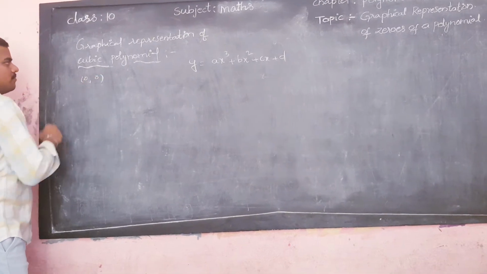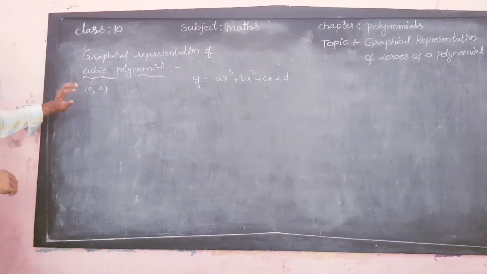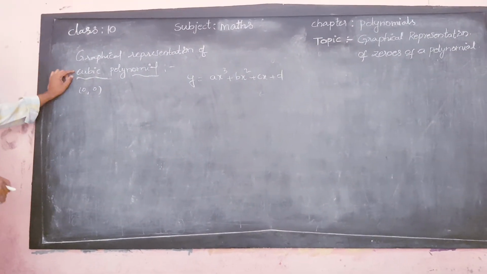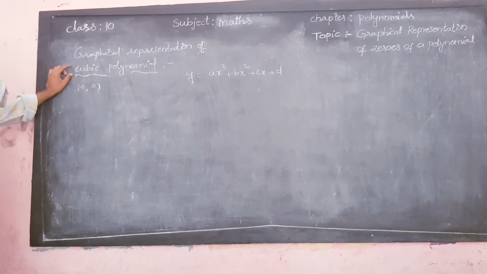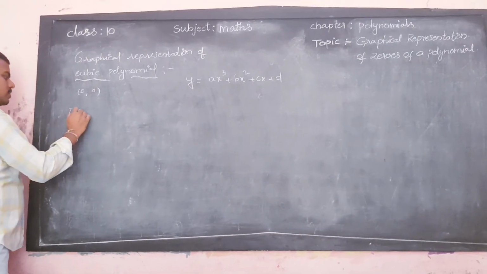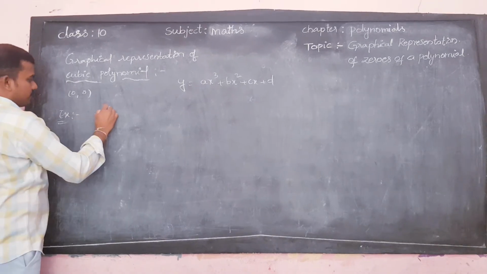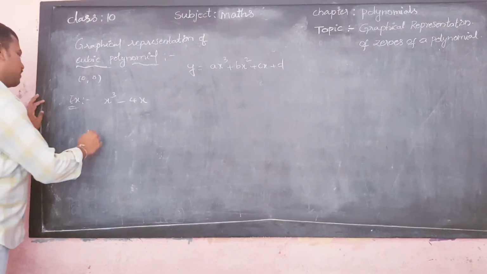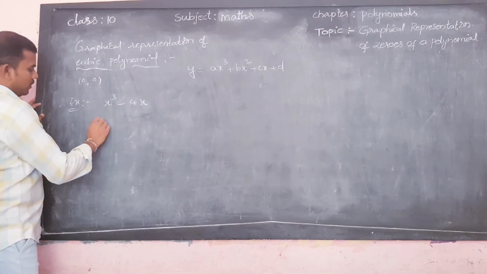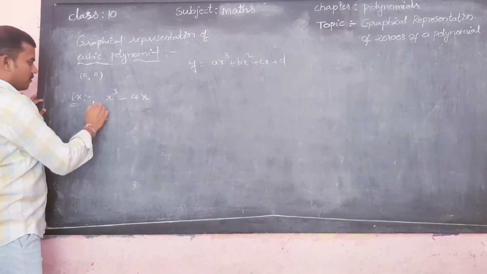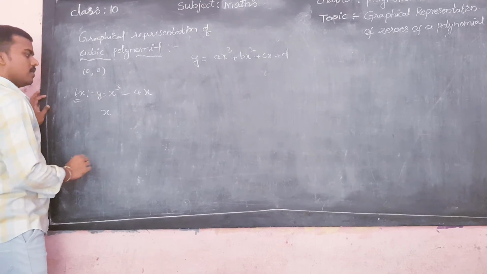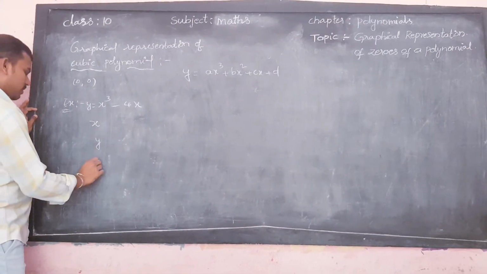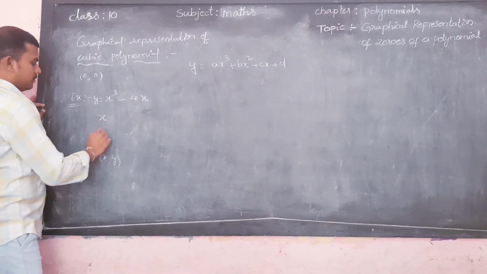The graph of a cubic polynomial passes through the horizontal axis. For example, x cubed minus 4x. So fill the table of x and y, where y is equal to x cubed minus 4x.